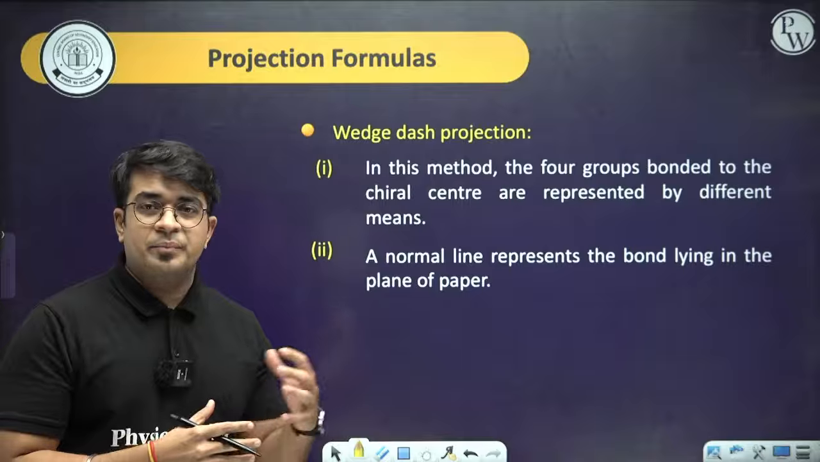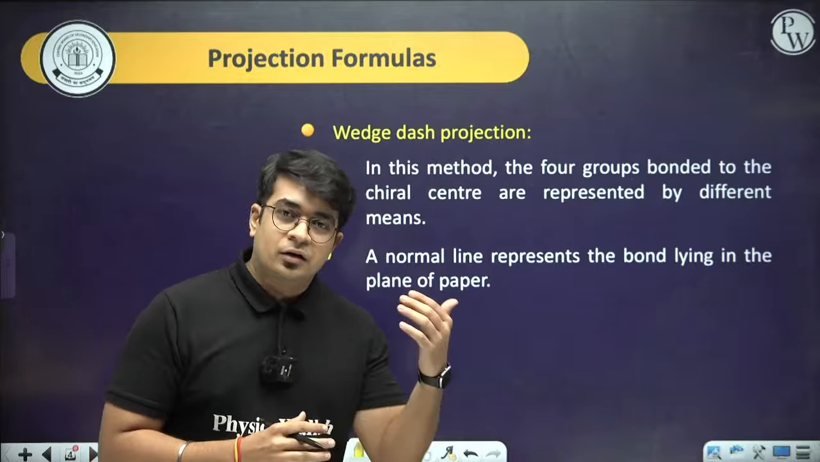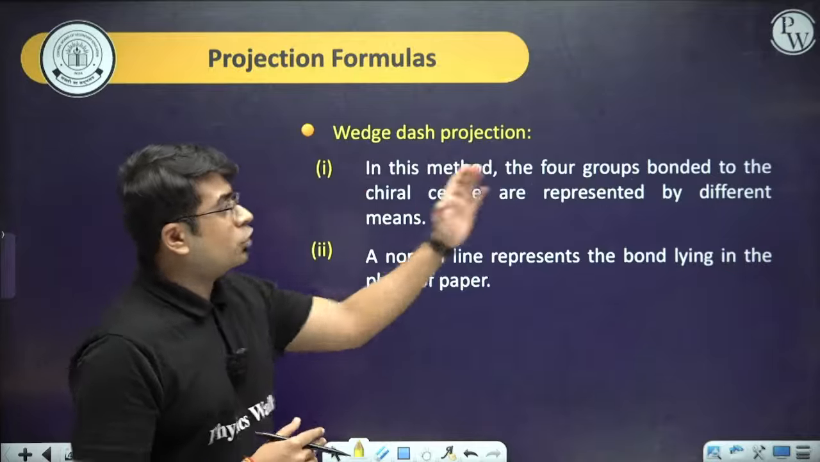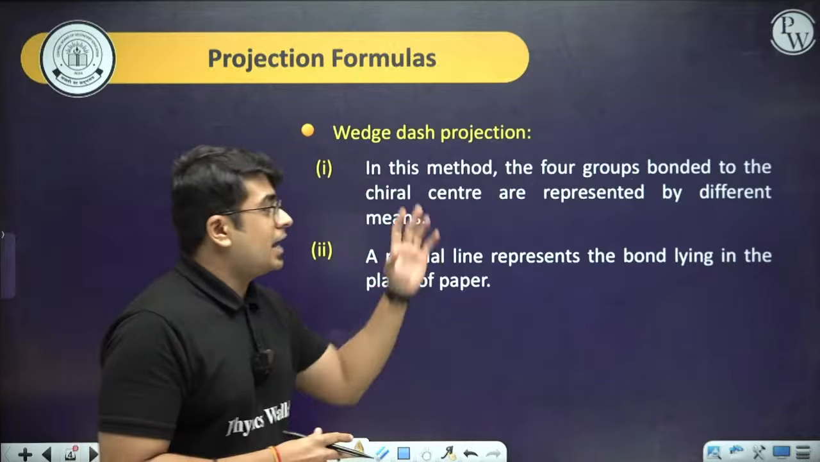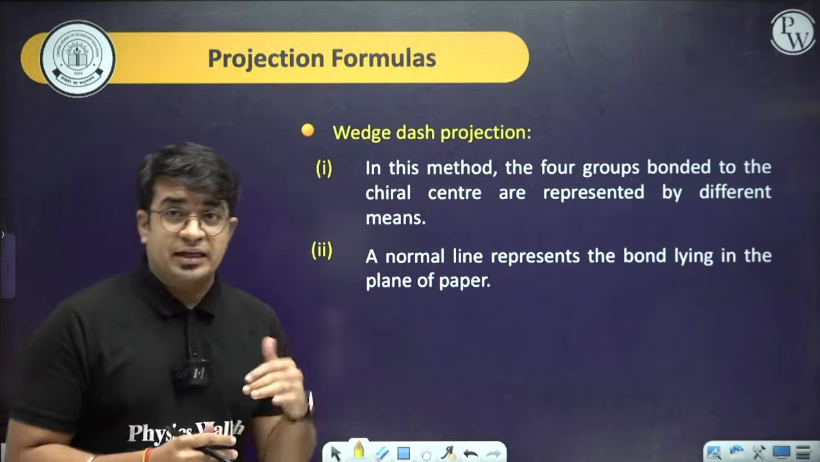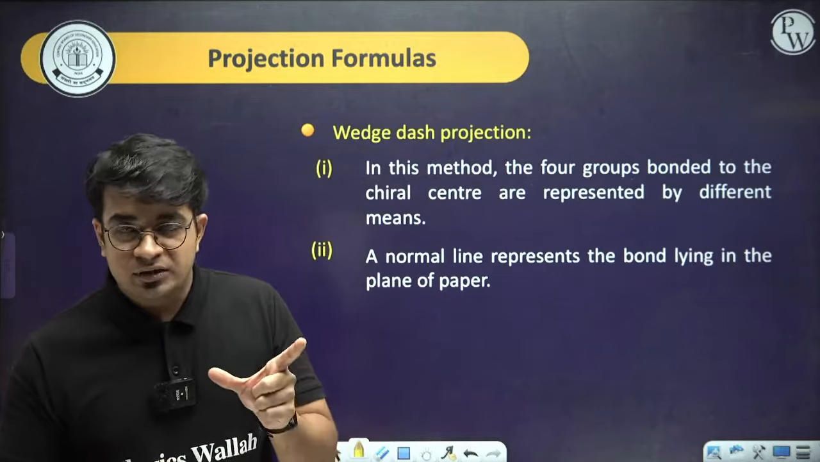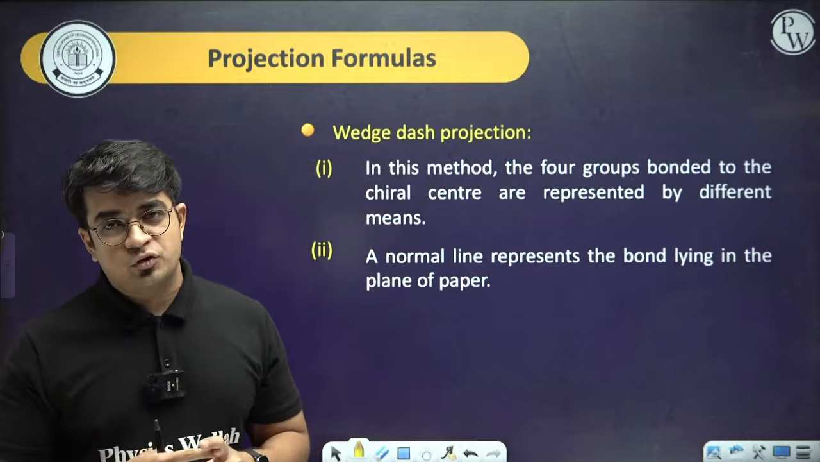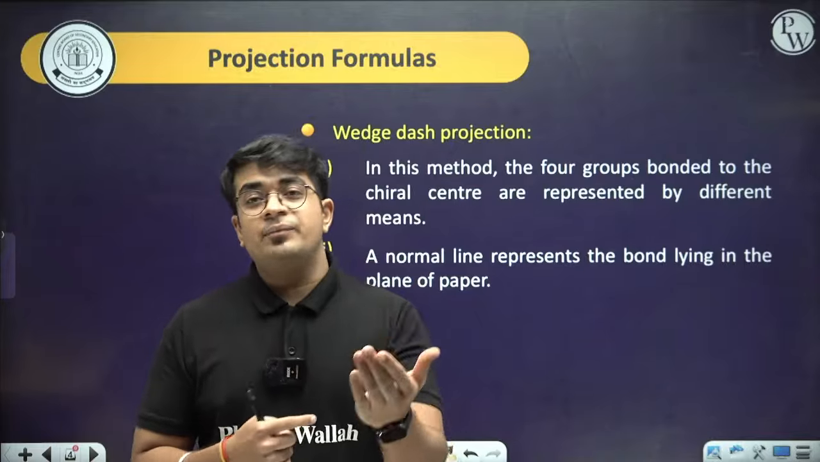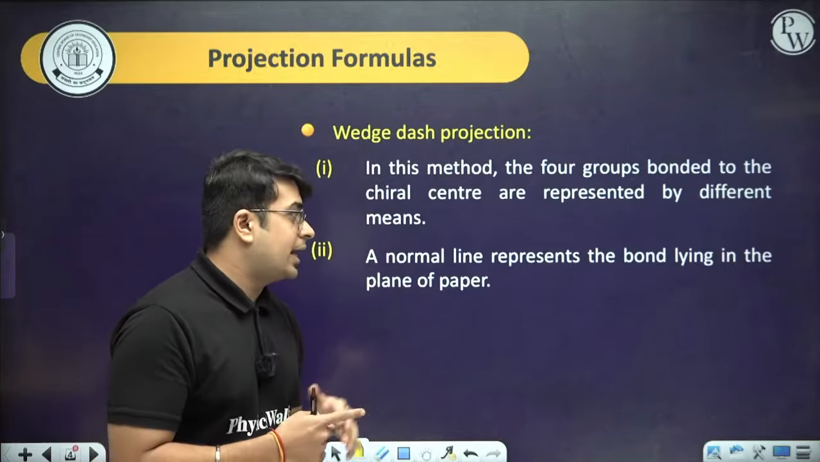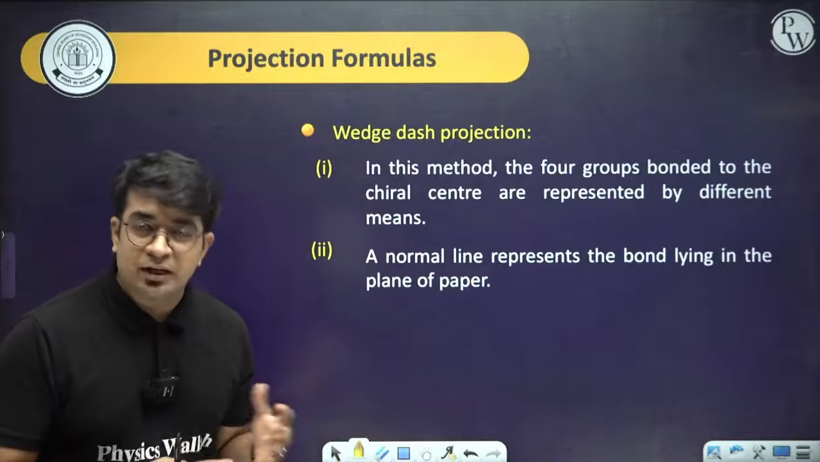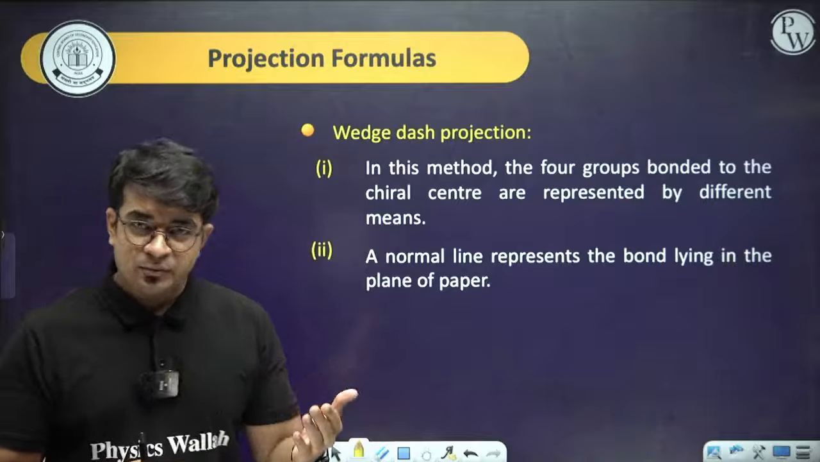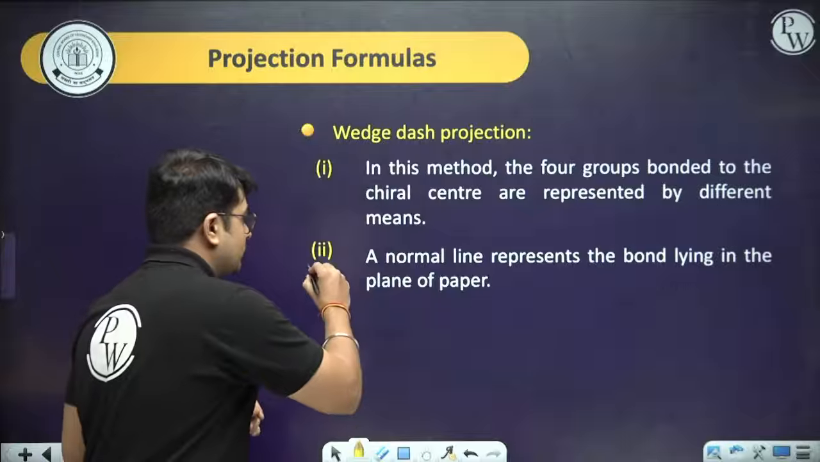There are certain basics you have to understand, and only then do we know how to write the wedge and dash projection. In this method, the four groups bonded to the chiral center are represented by different means. You represent two atoms connected to the chiral carbon which are in the plane itself, and the rest of the two atoms above the plane and below the plane. A normal line represents a bond lying in the plane of the paper or the plane of the board. So the first part is the simple line, which talks about the atoms present in the plane itself. I hope this part is clear.